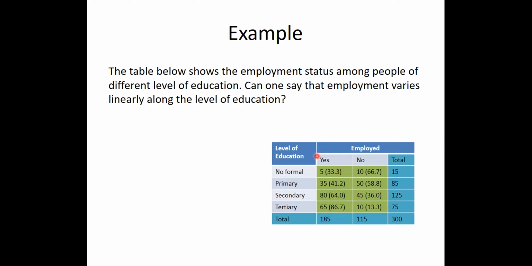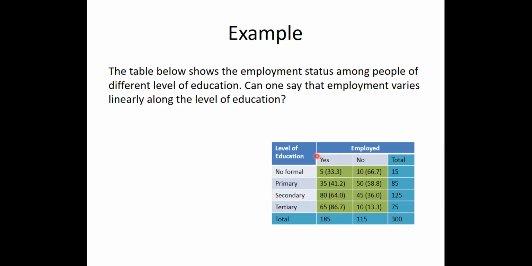Okay, for no formal education, what proportion were employed? 33.3%. That is, out of 15, 5 were employed. For primary education, out of 85, 35 were employed. The percentage is 41.2. Secondary education, out of 125, 80 were employed. The percentage is 64. And tertiary education, out of 75, 65 were employed. The percentage is 86.7.